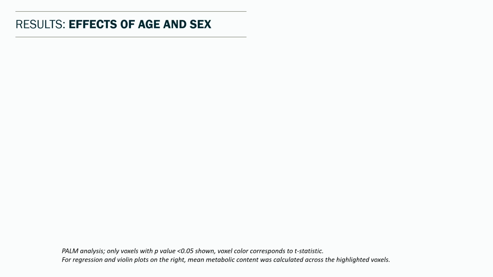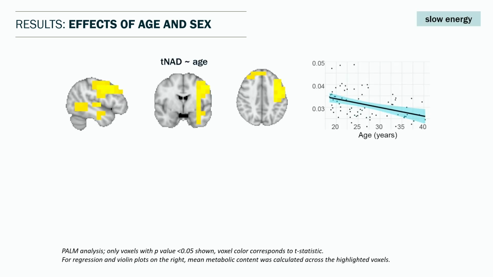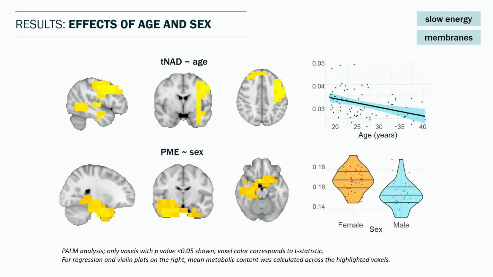And now onto the most interesting part, which is the correlations, the voxel-wise associations with age and sex. So with age, we saw a negative correlation of NAD, which is not surprising at all. But NAD hasn't been studied that much before, so it is interesting to see, especially considering that we have a young sample, 18 to 40 years old.